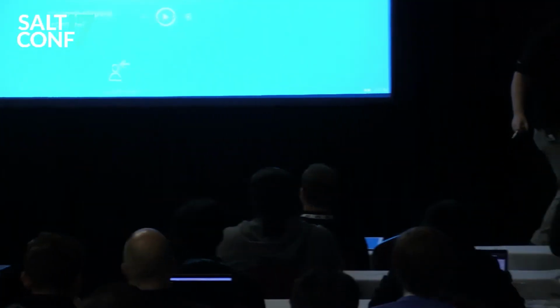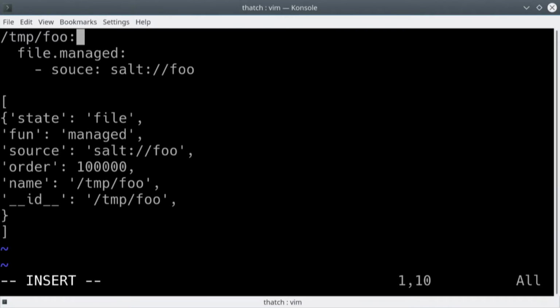Now at this point, hopefully we've got an understanding of how we've gotten to low data, okay? Now we get to have some fun. Because now that we've got low data and that low data is sorted, we get to go through the execution runtime.